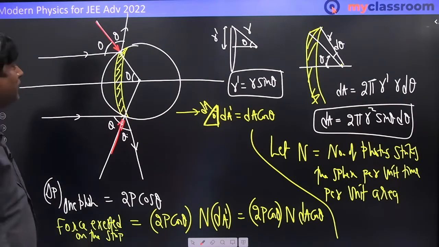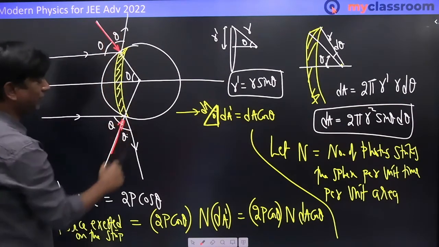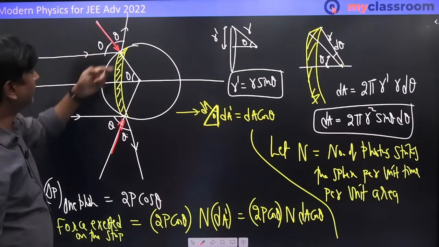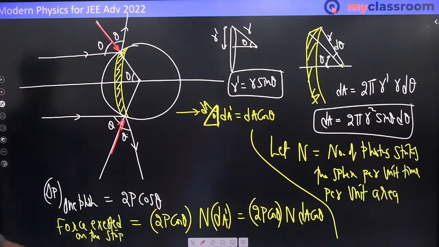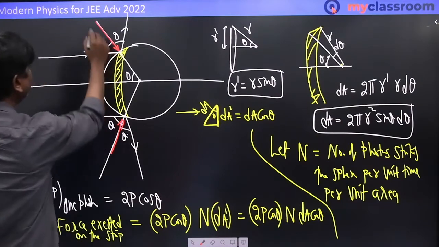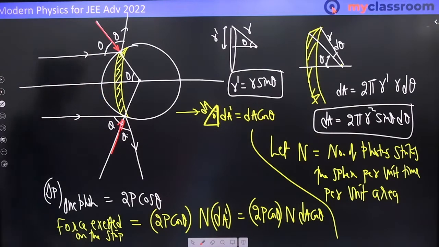So which components are getting cancelled? These vertical components will get anyway cancelled. So definitely horizontal components will be there. So what are those horizontal components? dF into again cos theta only, right or not?